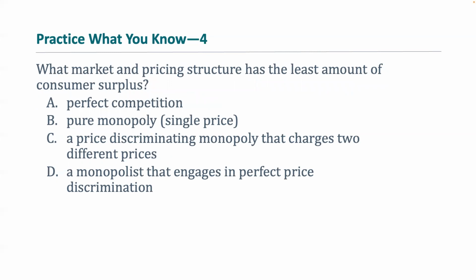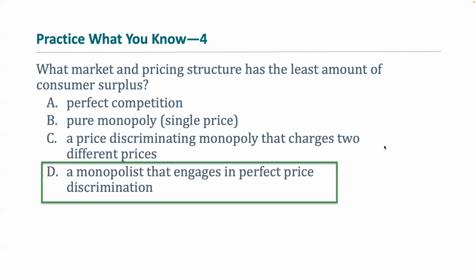Another practice what you know, what market and pricing structure has the least amount of consumer surplus? And the correct answer here is a monopolist that engages in perfect price discrimination would have the least amount of consumer surplus. That's when the customer is getting a benefit.